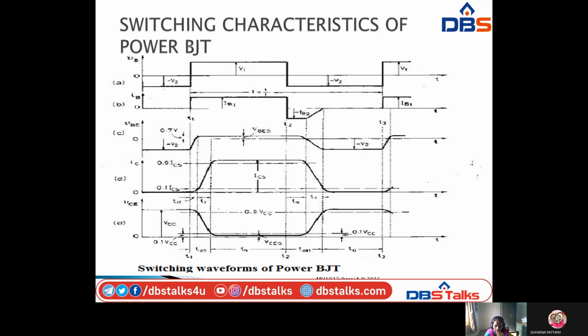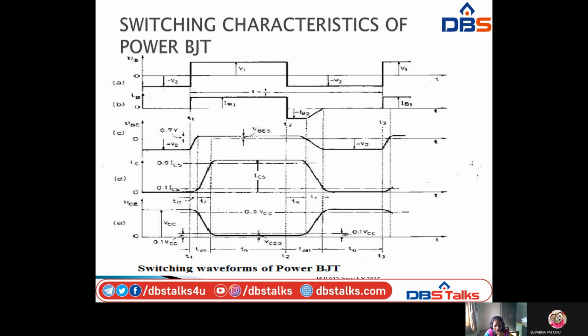Here ICS, the collector current. At the start, the collector current will be 0. Whenever we give a supply to the base, it goes on increasing, and at the saturation point it saturates and stays constant at some point. It reduces when the emitter base voltage becomes 0, and then it will be 0.